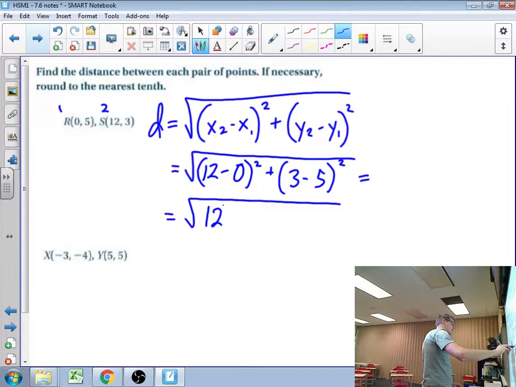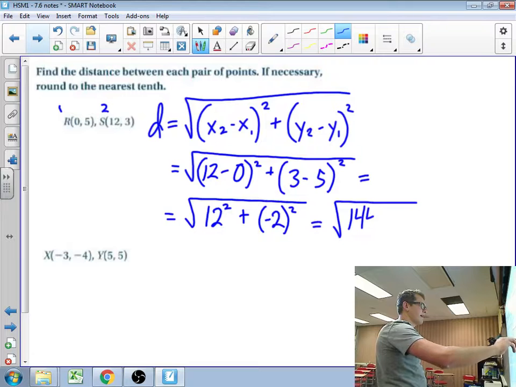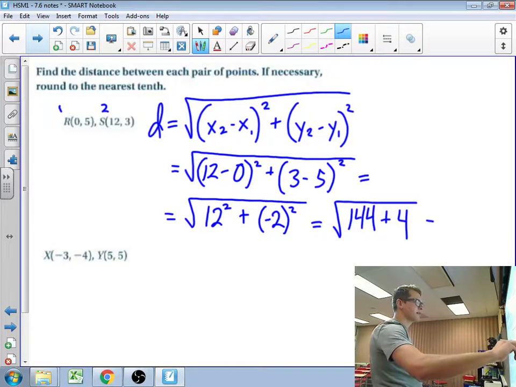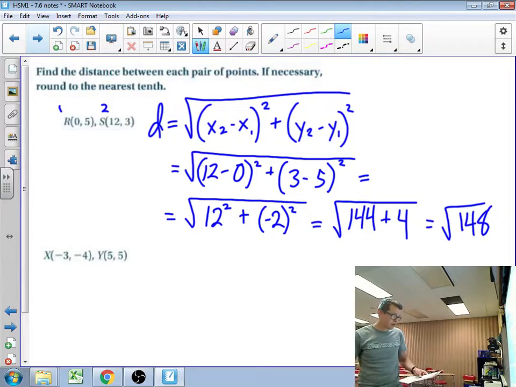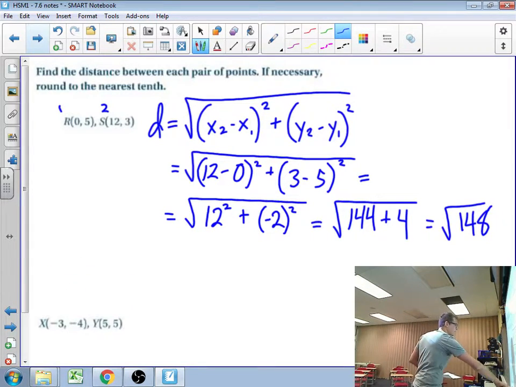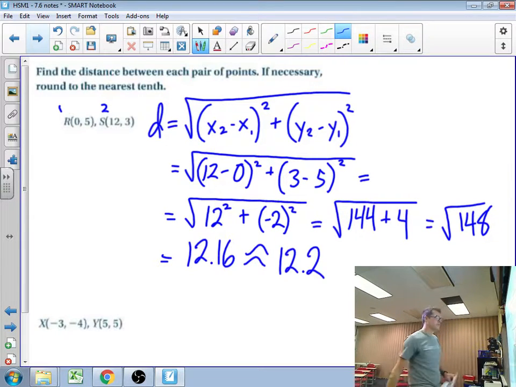So this becomes the radical of 12 squared plus negative 2 squared. 12 squared is 144, and negative 2 squared is 4. This comes out to be radical 148, and the radical of 148 is not a perfect square. We see that the distance here becomes 12.16, which is approximately 12.2, since it told me to round to the tenths if necessary.